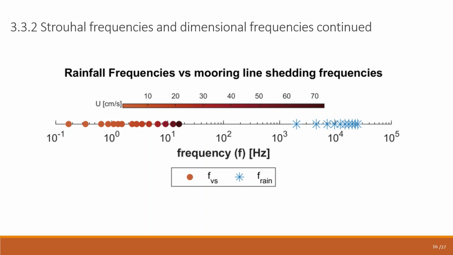Going back to the real-life mooring problem, if we put the shedding frequencies back into dimensional terms, we see that the vortex shedding frequencies are about 2 to 3 orders of magnitude smaller than the acoustic frequencies associated with rainfall. This is good news because there is less potential to have acoustic interference.